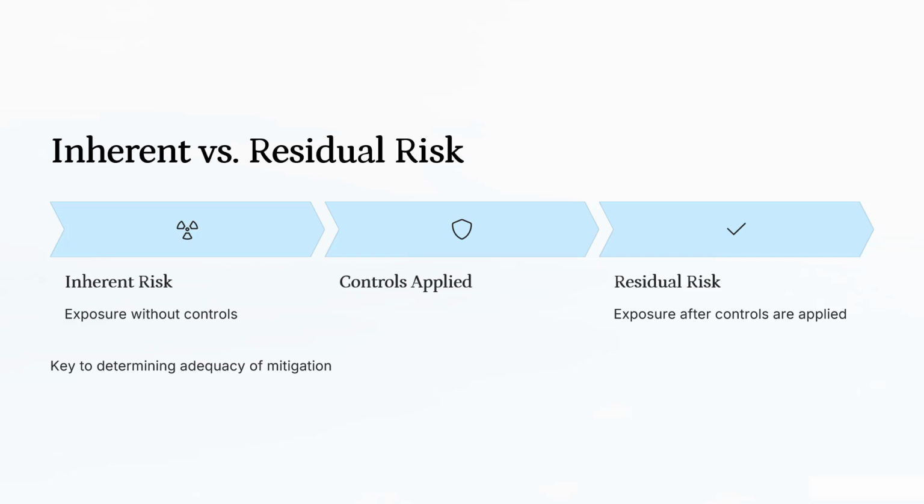Inherent risk versus residual risk. This one's critical. Inherent risk is the risk level before any controls are applied. Residual risk is what's left after you've applied controls or mitigation. Why does it matter? Because sometimes, even after applying controls, the risk is still too high.